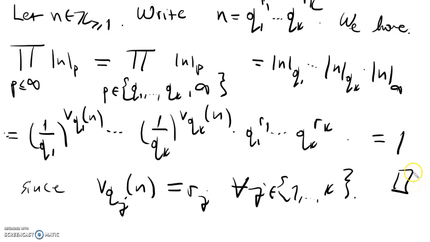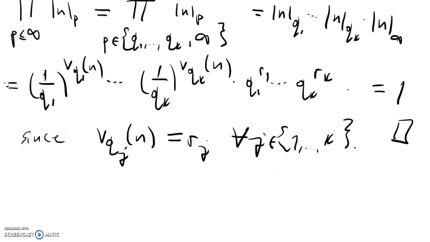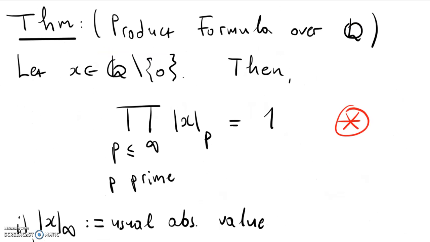Before we end this video, I just want to mention that there are several generalizations of this theorem. In fact, one can prove a product formula for every finite extension of Q. For example, it's easier to do it for Q(i), but one can also prove something even more general than this. So thank you for watching.